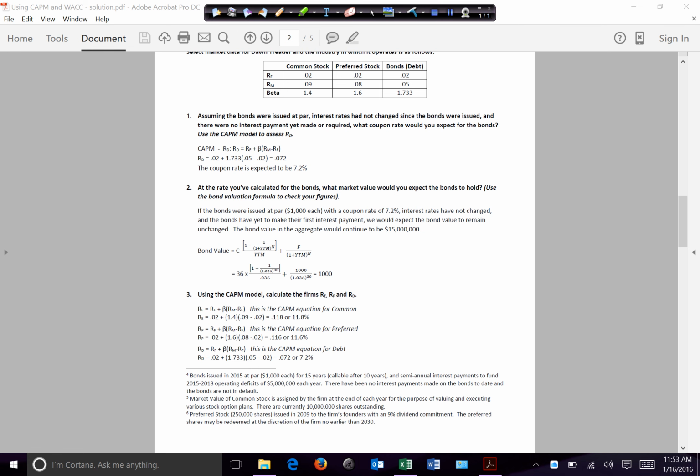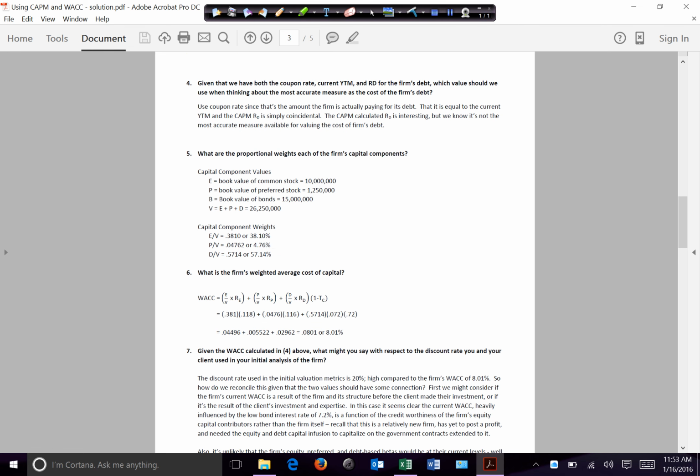As we go on to number 4, given that we have both coupon rate, current YTM, and RD for the firm's debt, which value would you use when thinking about the most accurate measure of the cost of the firm's debt? Well, I'm saying use the coupon rate, since that's the amount that the firm is actually paying. But recognize, depending upon how you were looking at this, you might have chosen to use the opportunity cost, which would be the YTM or the RD. Those should be the same if we calculated RD through the CAPM structure.